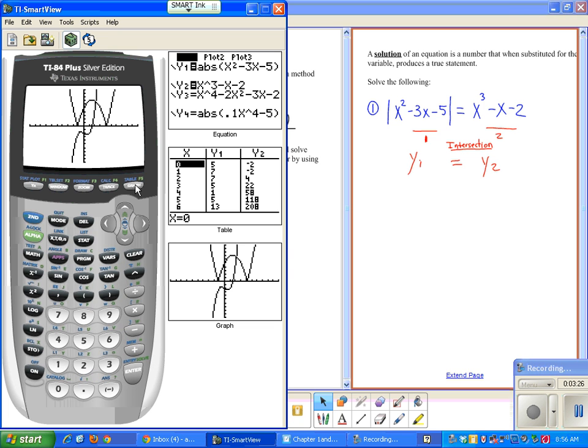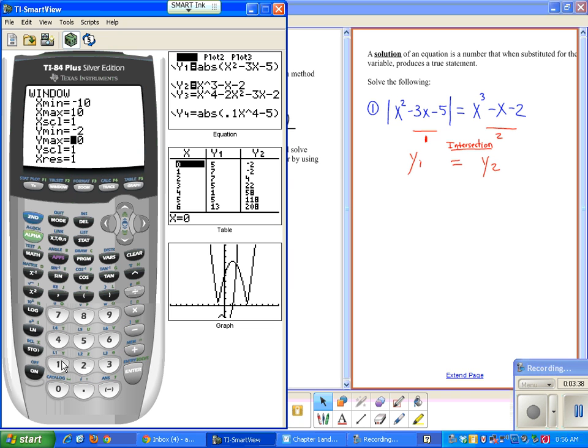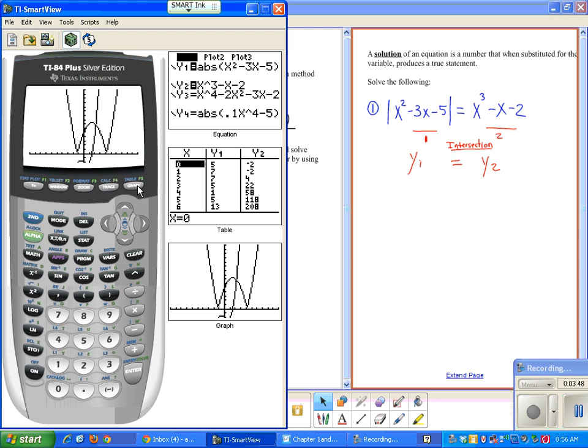It looks like it's going a little further down than what it needs to, so I'm just going to go ahead and change this so that my y minimum is only something like -2. Maybe let's go up a little further, though, and make this 15 so we can see what's going on. So it looks like we see the intersection of the two graphs. So I'm going to now go ahead and try to find that intersection.